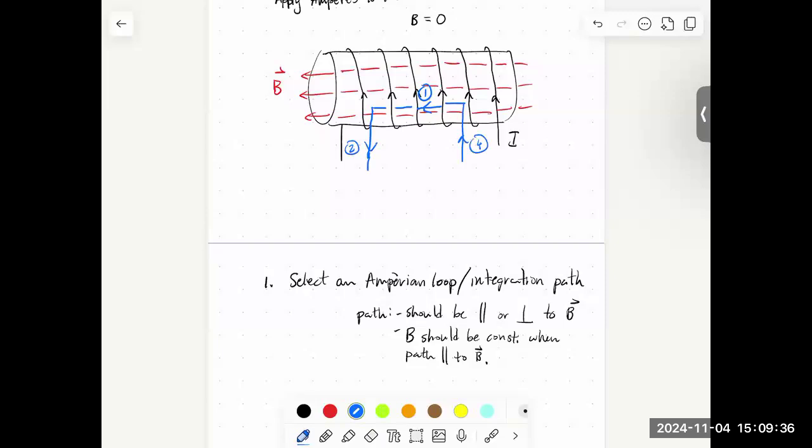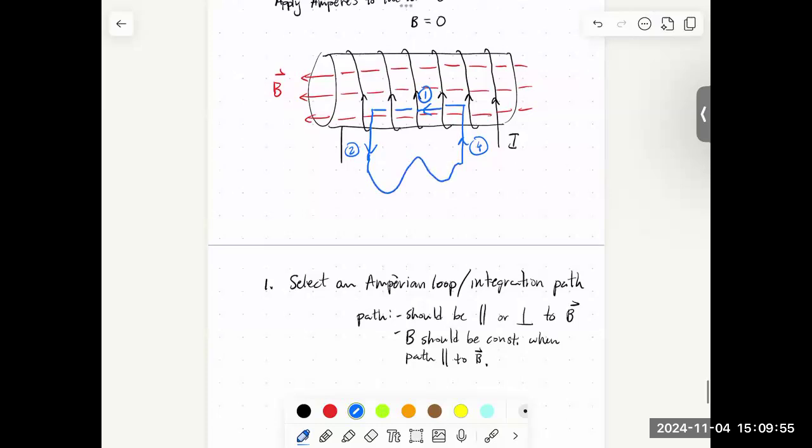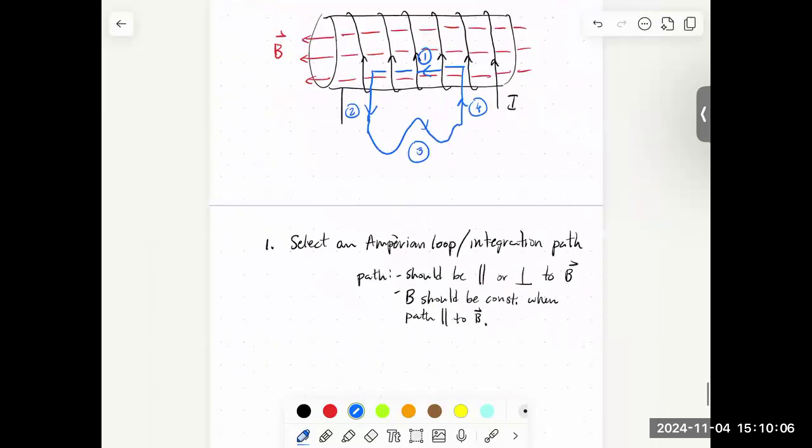And now that I'm out here, does it matter how I go from 2 to 4? Why doesn't it matter? Yeah, B is equal to 0. So when I do the B dot dl, B is always 0. So this part could have whatever shape you want. Now, usually you won't see it drawn like that, but it doesn't really matter. I'm just trying to emphasize a point. Okay, so that's step 1: we selected our path and we tried to satisfy some of these criteria.